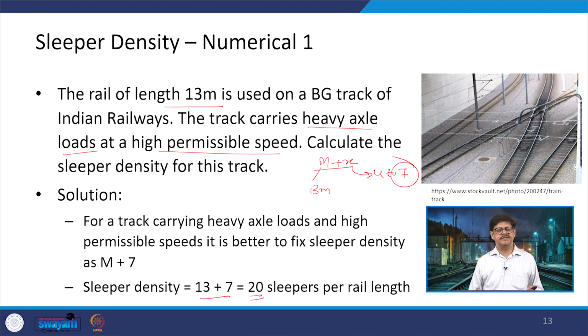So, that is a very simple numerical, a very simple case, and you simply have to take a judicious decision with respect to the information given to you in the numerical, and you can arrive at the value.